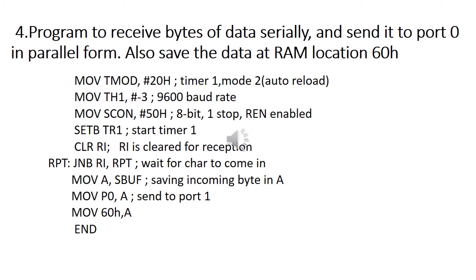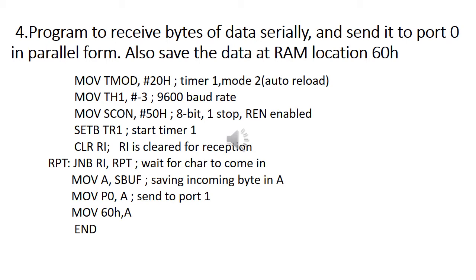Next we'll start the fourth program. The fourth program is to receive a byte of data serially and send it to port 0 in parallel form. Also save the data at a RAM location of 60H. Until now we have seen programs to transfer data serially. In the fourth program we are going to see how to receive the data serially and send that data to port 0 in parallel format, and you should save the data at RAM location 60H.